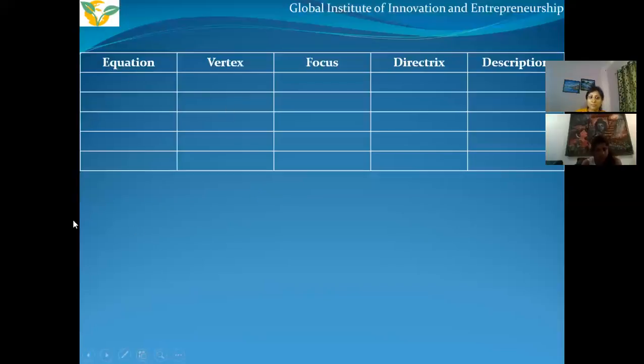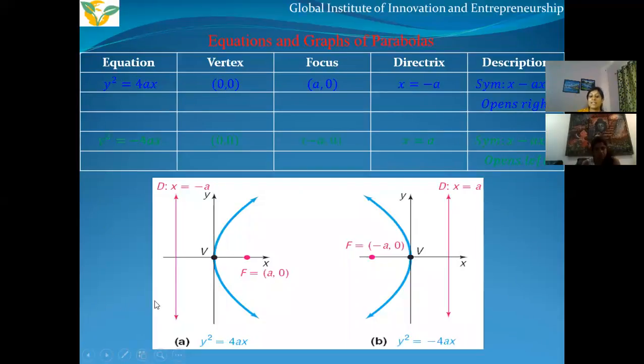Now we'll see the equations and the graphs of the parabola. So first, let me show the diagram first. Now, this is the right-handed parabola. We are going to call this the right-handed parabola, and the description here I've written is symmetric about the x-axis, opens to the right-hand side. Here F is the focus, and line D is called the directrix, and this is called the vertex.